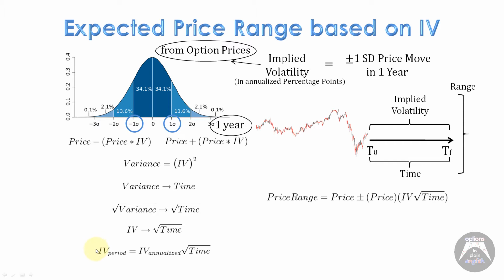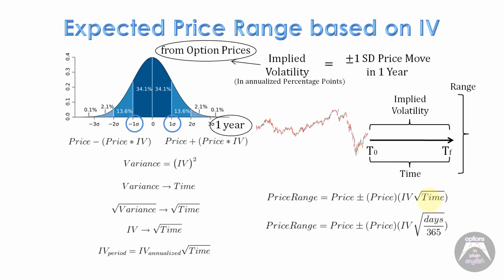Now that we have the IV for that particular period, we don't need to use the annualized anymore, we actually have to plug this value into this formula. So the price range for any period is going to be equal to the current price in the market, the stock price, plus or minus the price multiplied by the annualized implied volatility, multiplied by the square root of time, expressed as a fraction of 1 year, because the IV is expressed in annualized form.